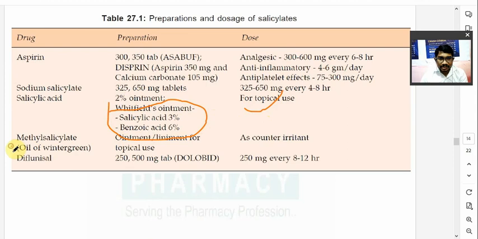Then methyl salicylate is present in the oil of wintergreen. So again used as a counter-irritant. Diflunisal. So it is an analgesic anti-inflammatory.